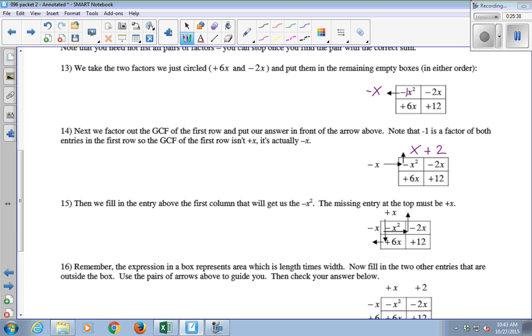So now I only have one spot left to figure out. I need to figure out what goes right here. So I've got an x in the upper left here. What would I have to multiply x by to make 6x? A positive 6. And now I've got my two factors, x plus 2 and negative x plus 6.